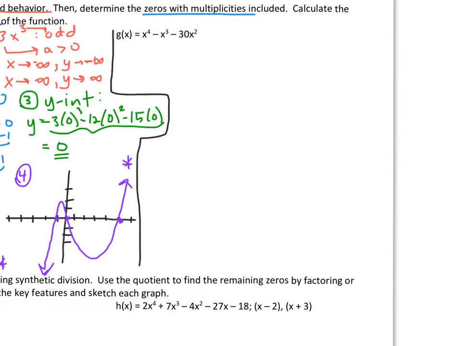Let's try the next example. g of x equals x to the 4th minus x cubed minus 30x squared. This is an example of a quartic function. The first thing we're asked to do is describe that end behavior. To do that, we look at our lead term. Technically, that's 1x to the 4th.